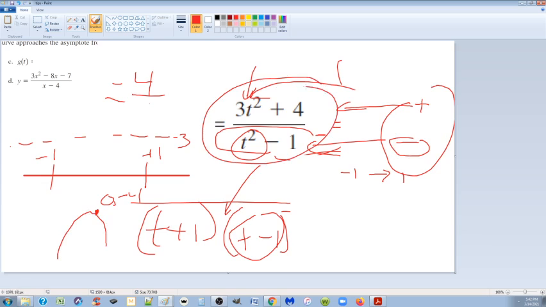Now if I wanted to find the max, I would take the derivative of that using the quotient rule and find this max here. The others are not going to have a max. So let's look at minus 2. When it's minus 2, what am I dealing with?